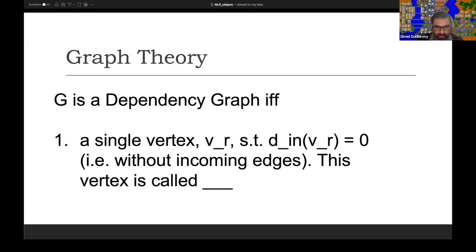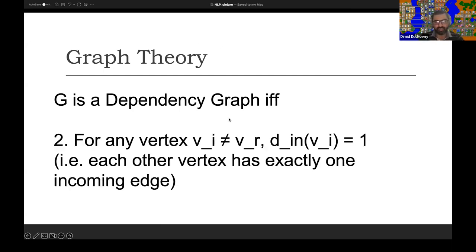Yes, Danny, maybe you want to jump in? Ravindra in the chat says root. Oh, I'm sorry, I don't see the chat. Oh, yes, now I see it. Thank you, Ravindra. Indeed, that's the root.